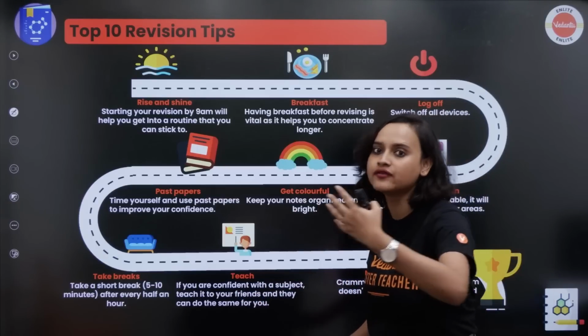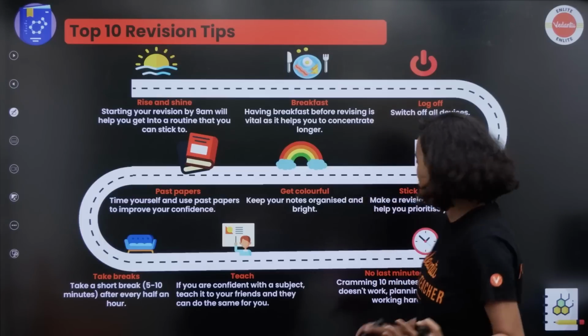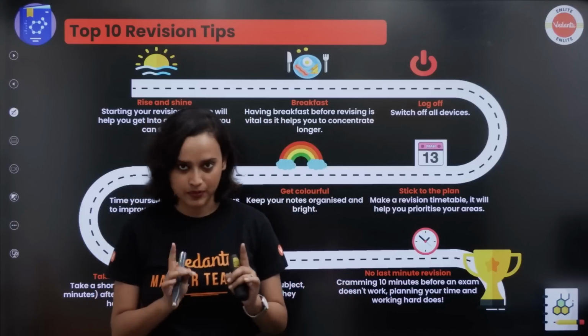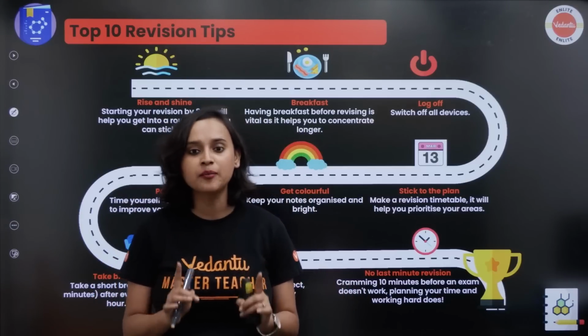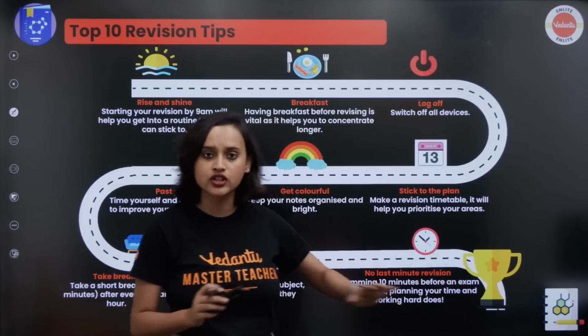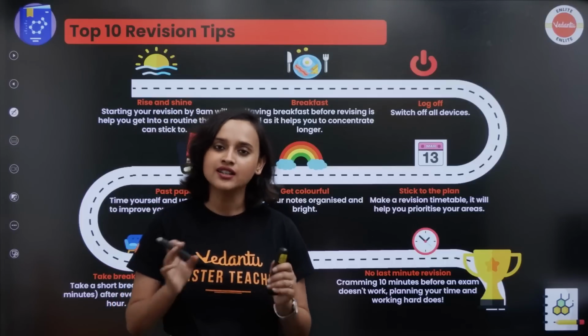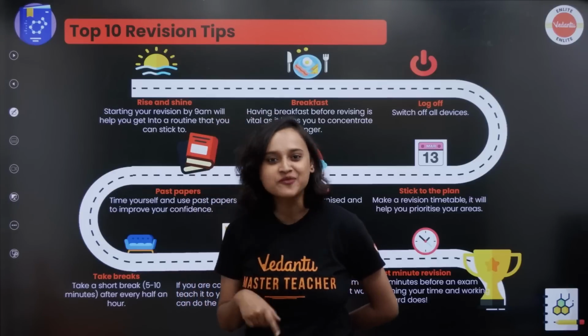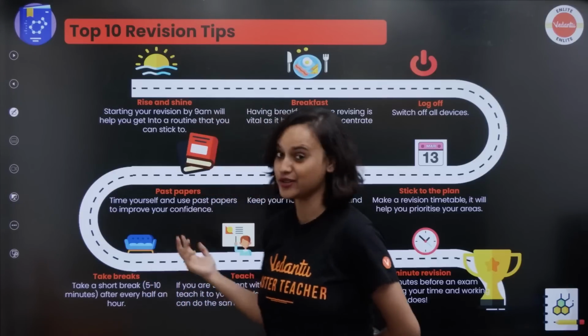Try teaching yourself, go stand in front of the mirror and start teaching. Do these things and do not skip your sleep, my dear student. You don't have to go for last minute revision, it's okay. You have revised enough. Just go to the exam hall and calm your mind. With this note, let's move on to our next question and try to solve it.